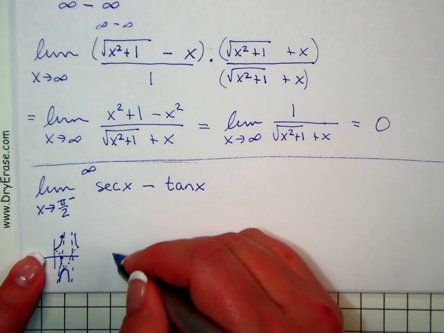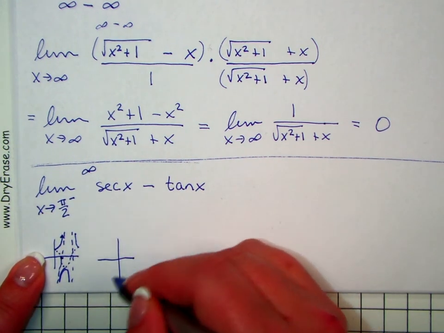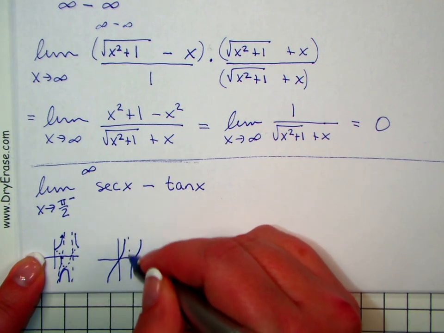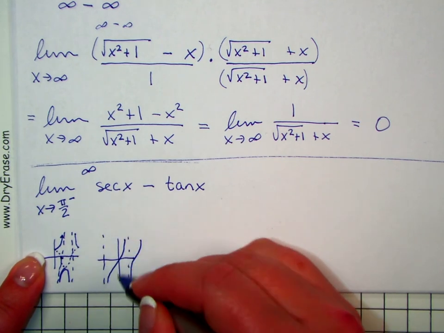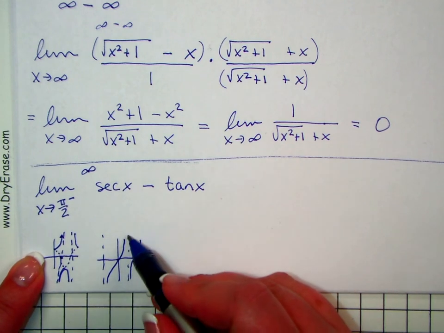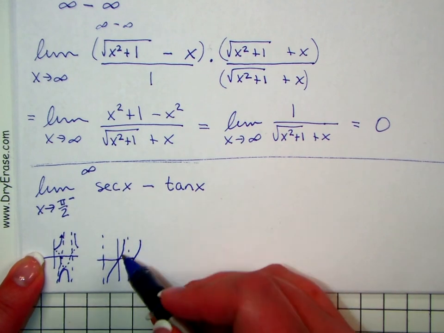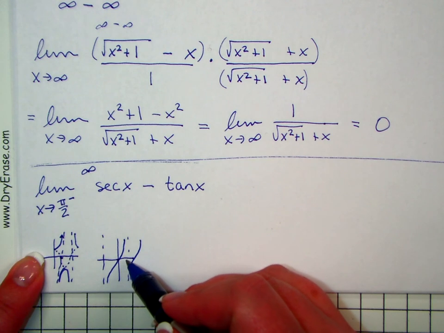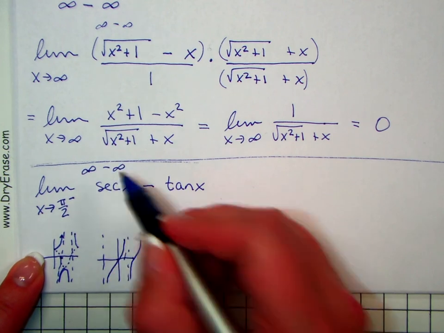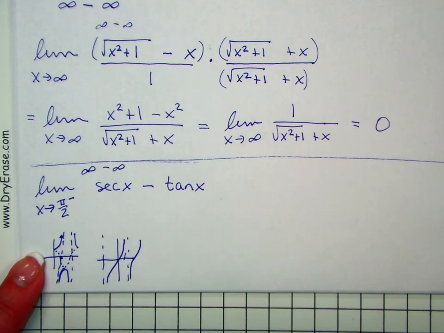What's tangent do? Tangent is these series of S curves, right, with asymptotes here. Tan of 0 is 0, then it heads off to infinity. So this is pi over 2 where this asymptote is. And so as x approaches pi over 2 on the negative side, that's where this function is headed off to infinity. So we do get infinity minus infinity. Right, so this is an indeterminate difference.